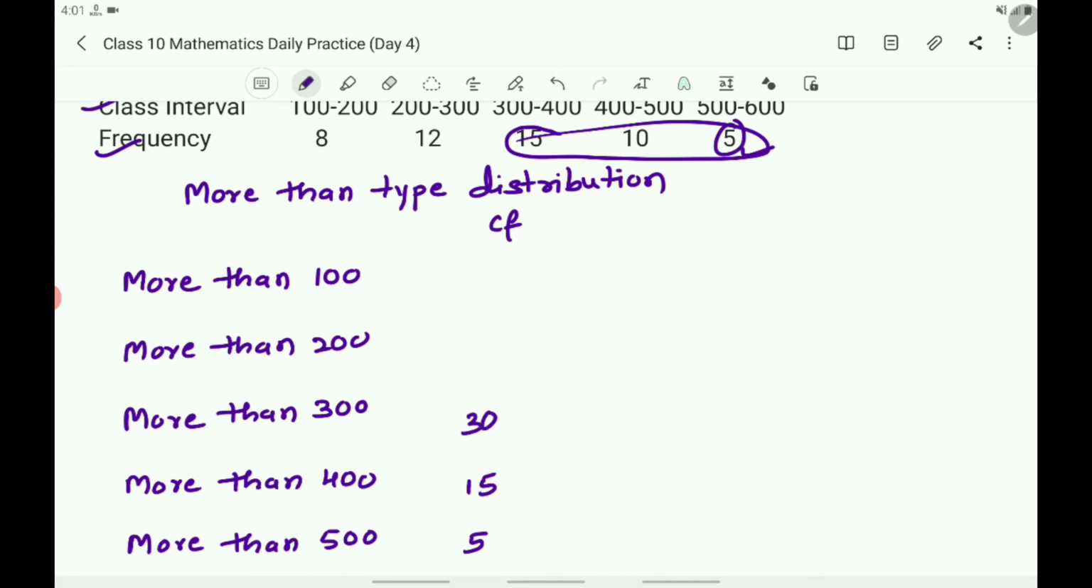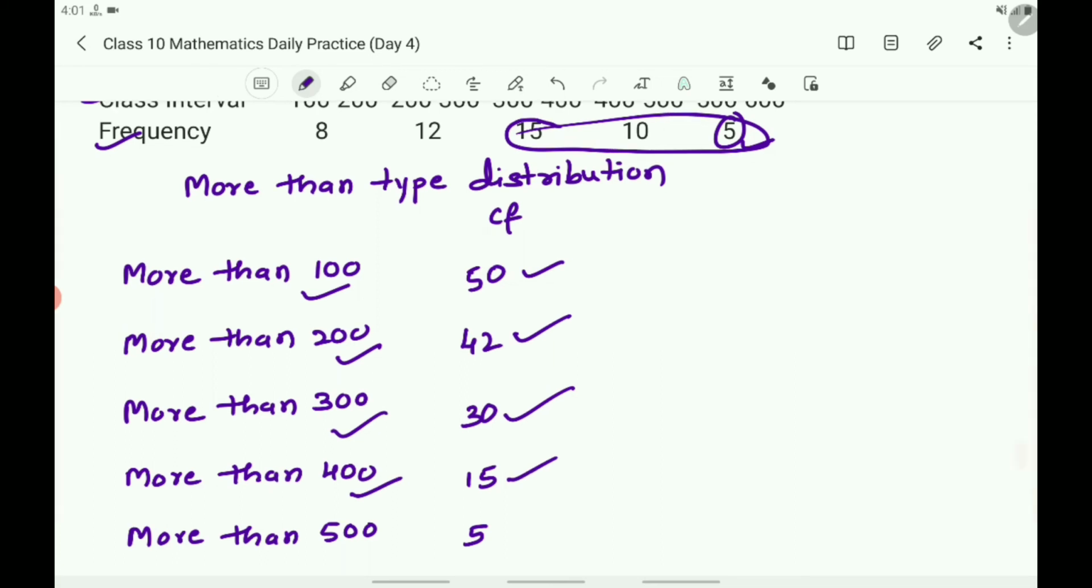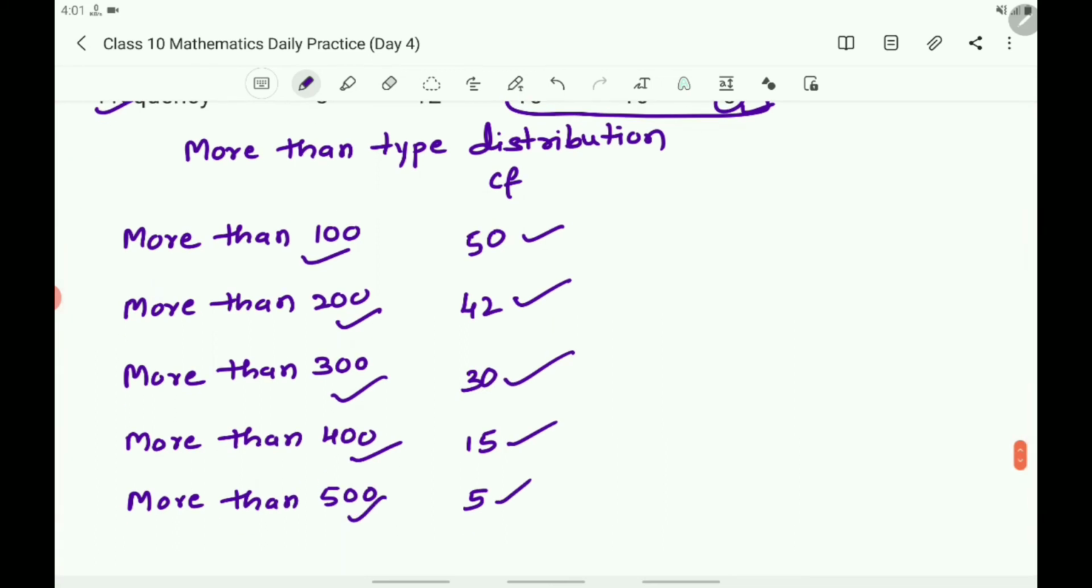That is the sum of these 3: 15 plus 10 plus 5, you will get 30. Next, more than 200, again you add 12, that becomes 42. And more than 100, 50. So here you got more than 100, 50; more than 200, 42; more than 300, 30; more than 400, 15; and more than 500, 5. In this way you got the more than type distribution.